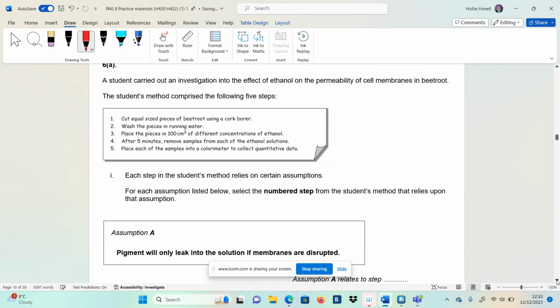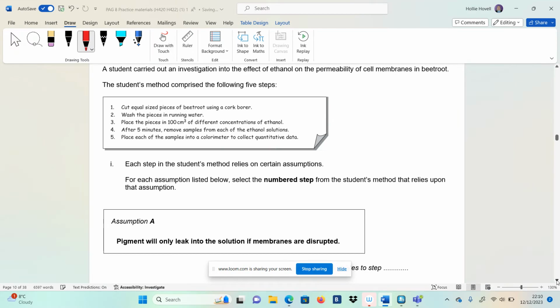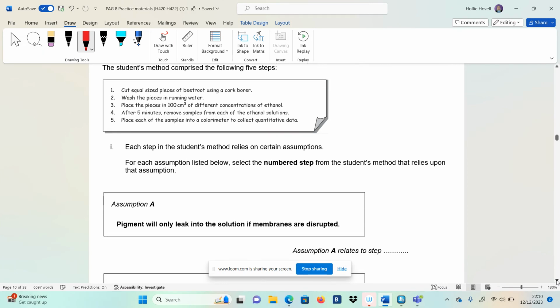6. A student carried out an investigation into the effect of ethanol on the permeability of cell membranes in beetroot. So I said to you, didn't I? Sometimes they ask you about temperature and sometimes they ask you about concentration of ethanol or alcohol. The student's method comprised the following 5 steps. Cut equal sized pieces of beetroot using a cork borer, wash the pieces in running water, place them in different concentrations of ethanol. After 5 minutes, remove them from the ethanol, place them in the colorimeter to collect quantitative data. Each step in the student's method relies on certain assumptions. For each assumption listed below, select the numbered step from the student method that relies on this assumption.